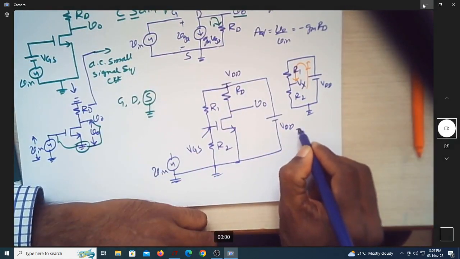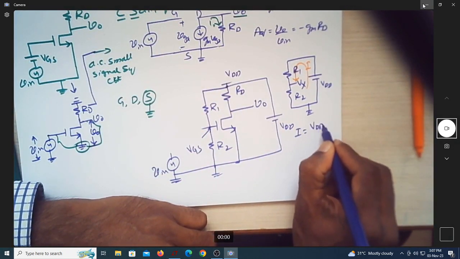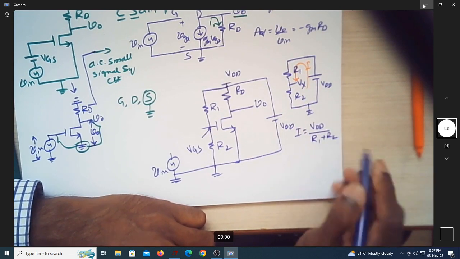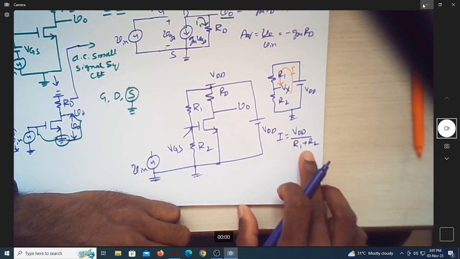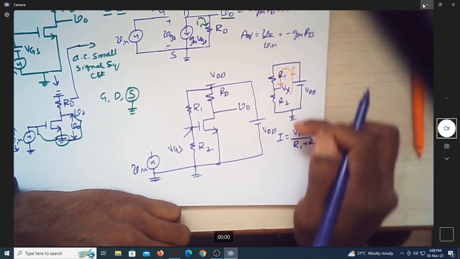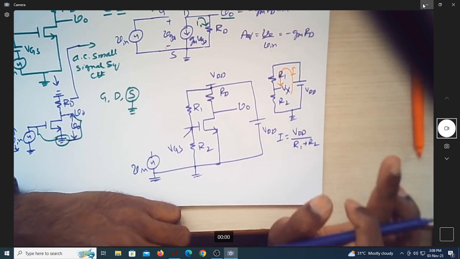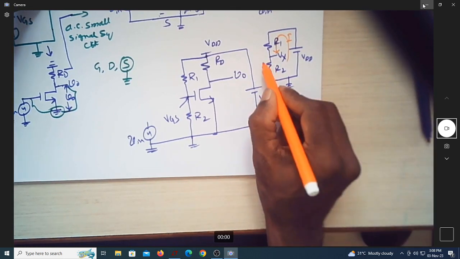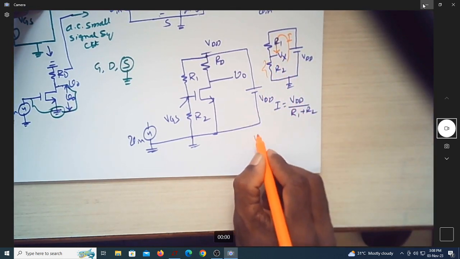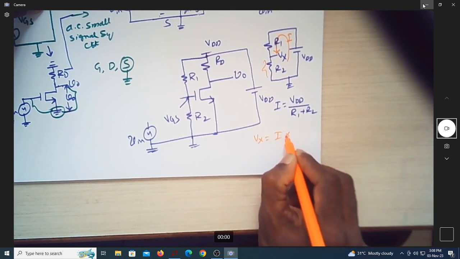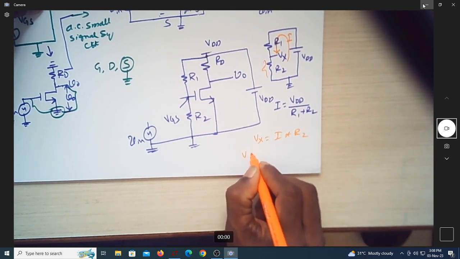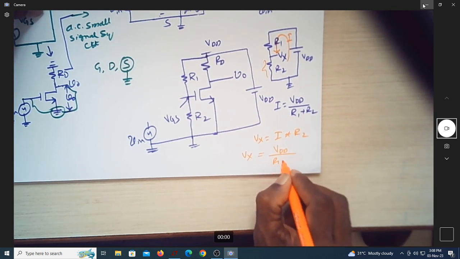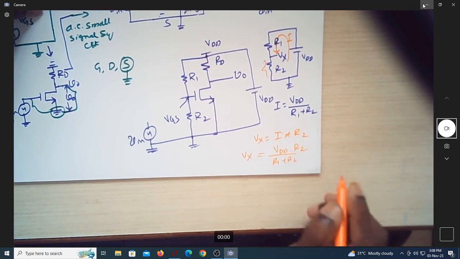I know that current I is nothing but voltage by resistance. So what is the resistance? Since the resistors are in series, it is R1 plus R2. So what is the current that is flowing in this loop? It is VDD by R1 plus R2. If this is the current that is flowing, then what is this drop? Because this drop is nothing but Vx. So I can write Vx as I into R2. So finally I can write Vx as VDD by R1 plus R2, into R2.